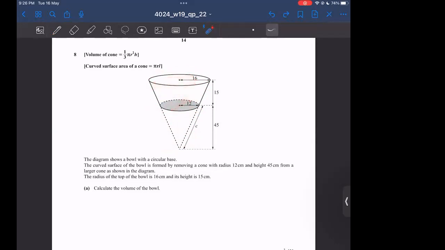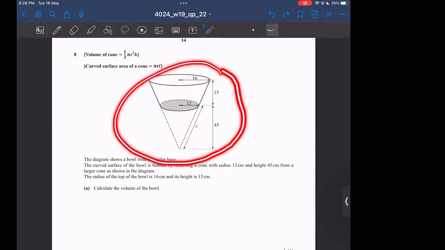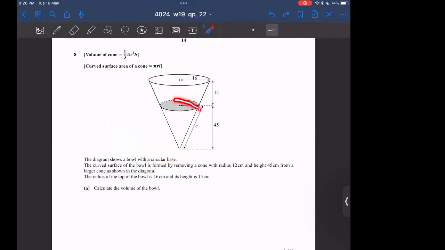So what I'm going to do, I'm going to find out the volume of this whole cone. I'm going to find out the volume of this cone, and I'm going to subtract this value so that I can have the volume of the ball. So volume of the ball is equal to volume of the larger cone minus volume of smaller cone.